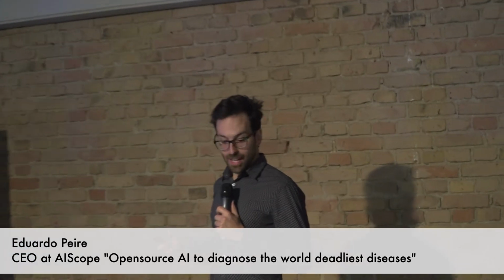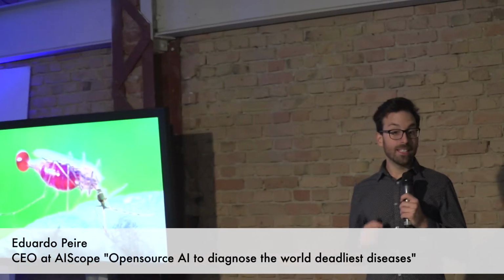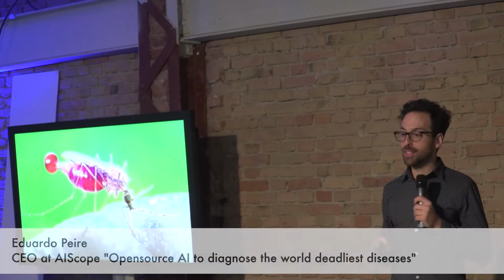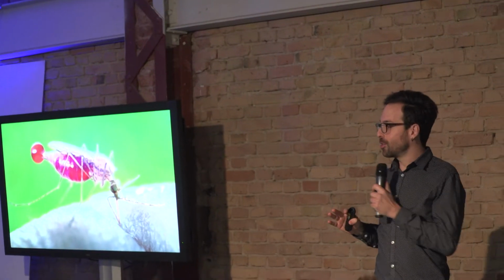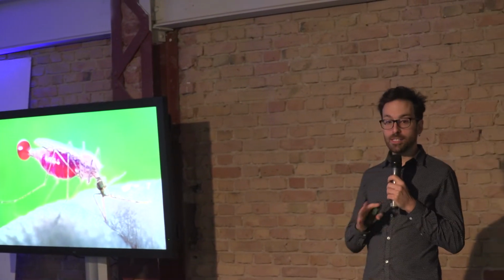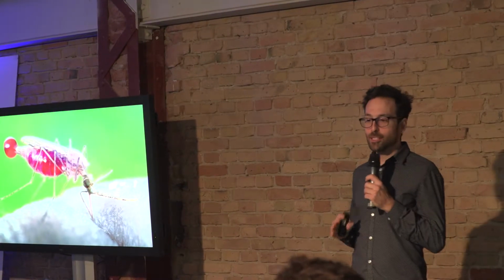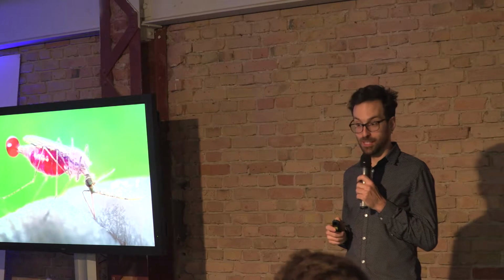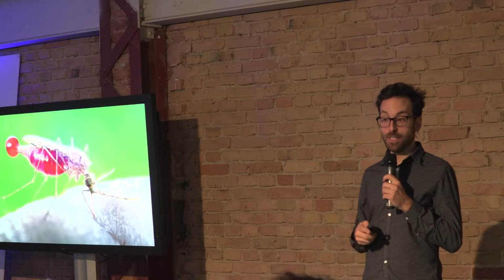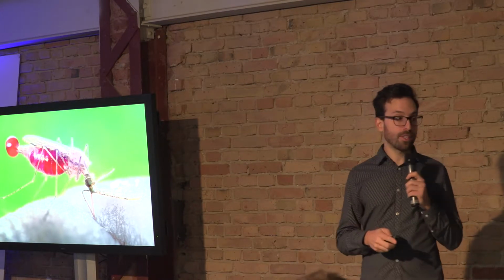Hi, this one here is a mosquito, the world's deadliest animal. A shark kills around 5 people every year. Mosquitoes kill around 700,000. This one here is an Anopheles, a female, and is the one that transmits malaria.